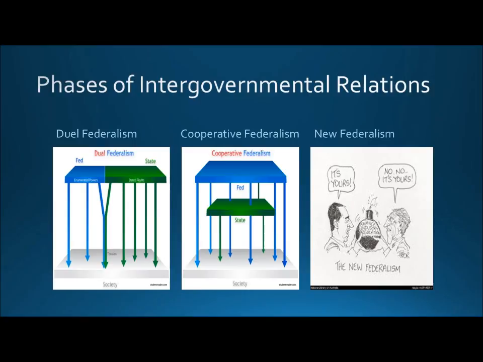Under new federalism in the 90s, Republicans sought to push greater responsibilities to the states and away from the federal government.